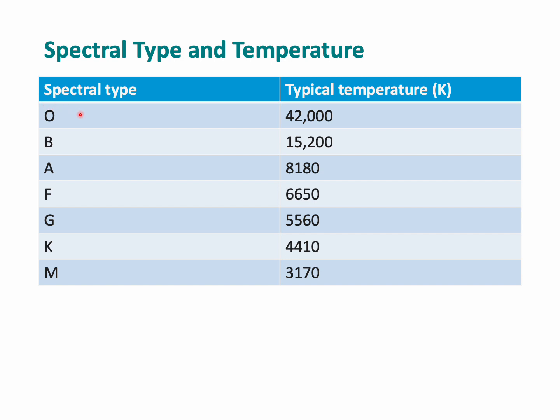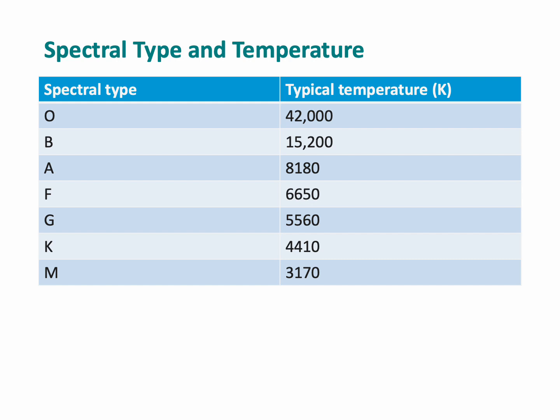O is the hottest type of star. Typical surface temperature of such a star, 42,000 degrees. M is the coolest, and its surface temperature is around 3,000 degrees. The Sun is a type G star, and its surface temperature is 5,800 kelvins, so you see it's right in the range of this, 5,560 kelvins.